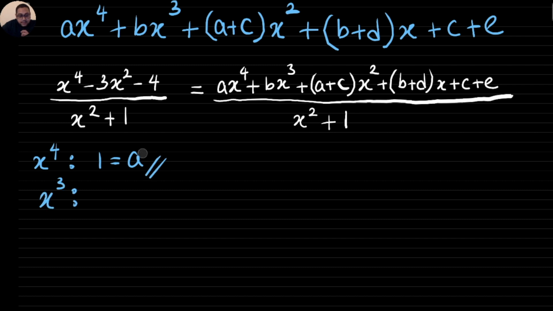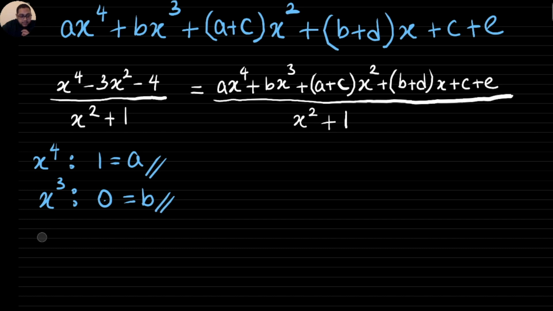When we consider the variable of x to the power of 3, there are no terms on the LHS. Hence, your value would be 0. On the RHS, we have the coefficient as b, hence b equals 0.